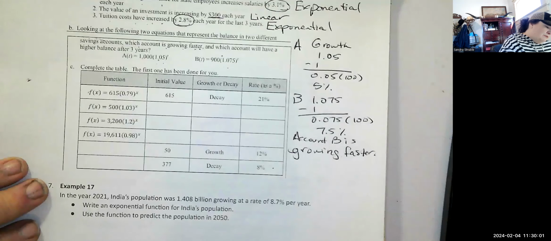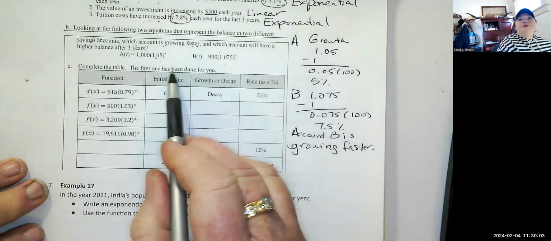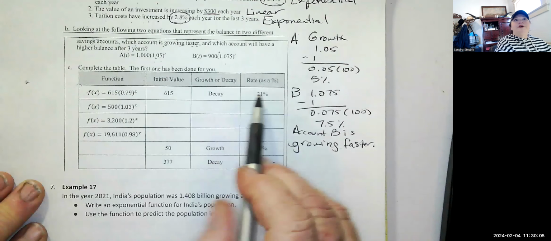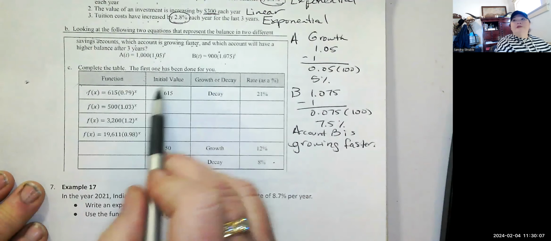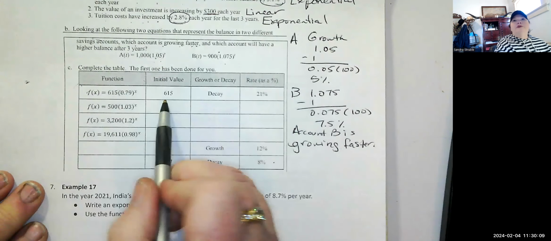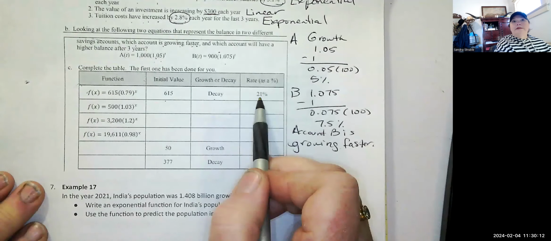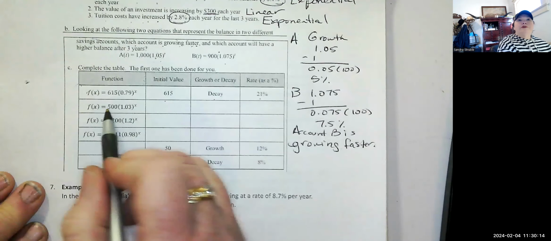All right. So the next piece of this is complete the table. The first one's been done for you. So you've got your example here. They provide a function. Well, this is exactly what we did in class. Initial value, growth, decay, and there's the rate. So initial value for this one is 500.